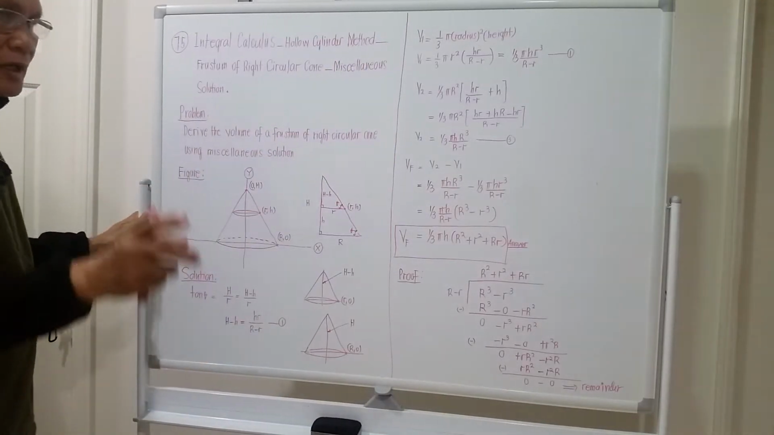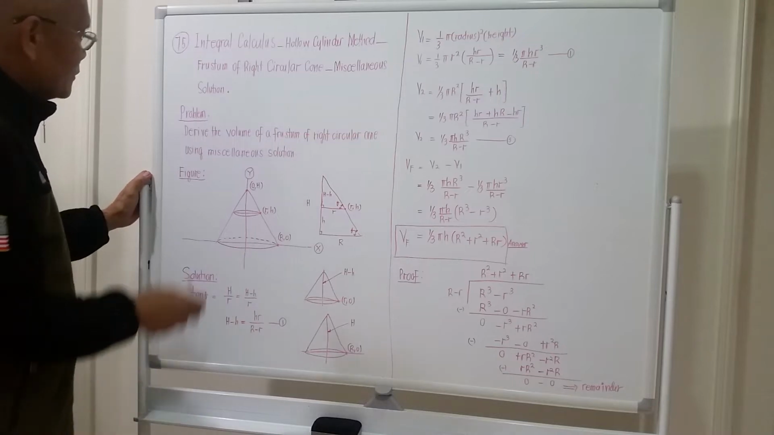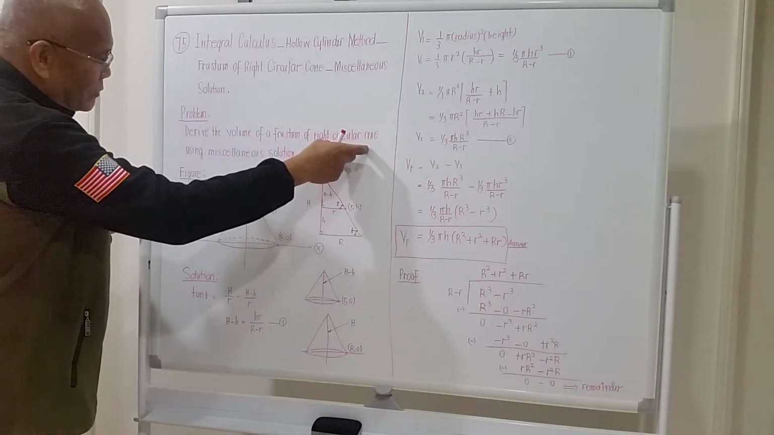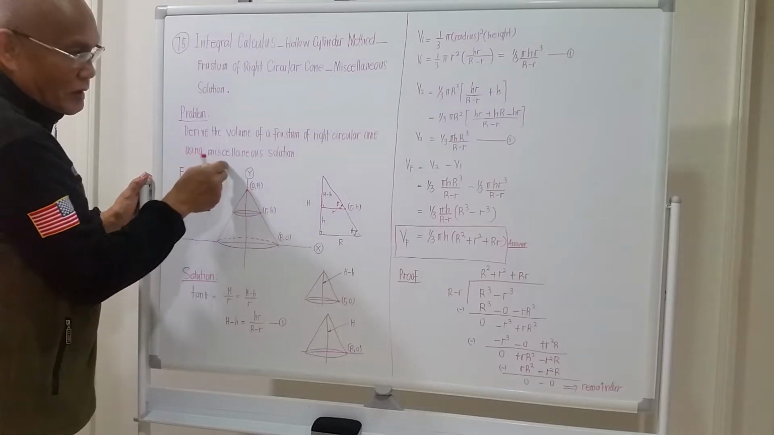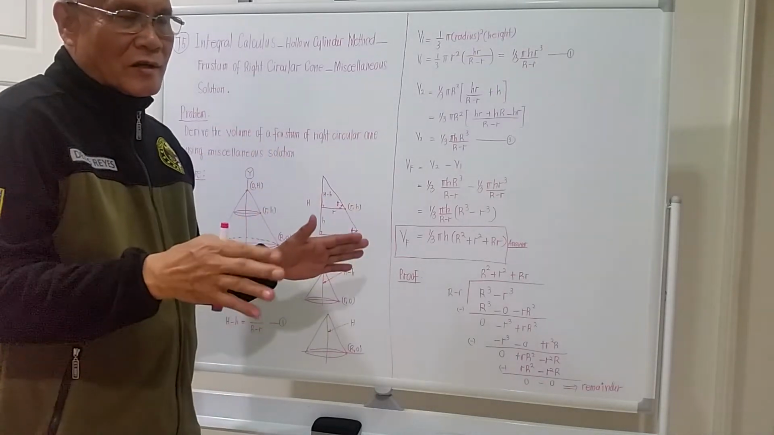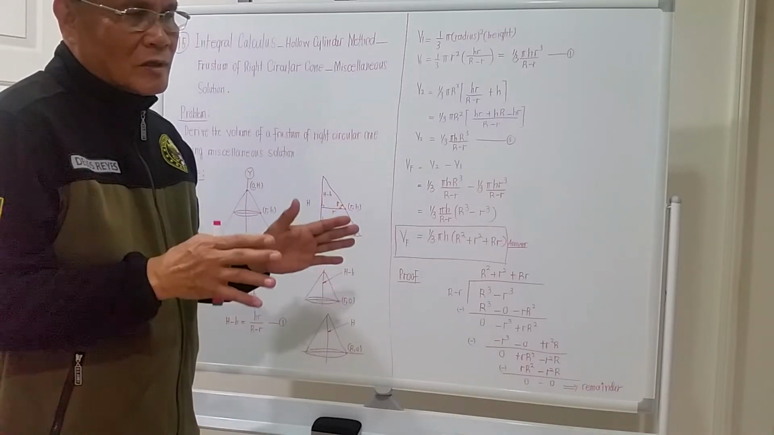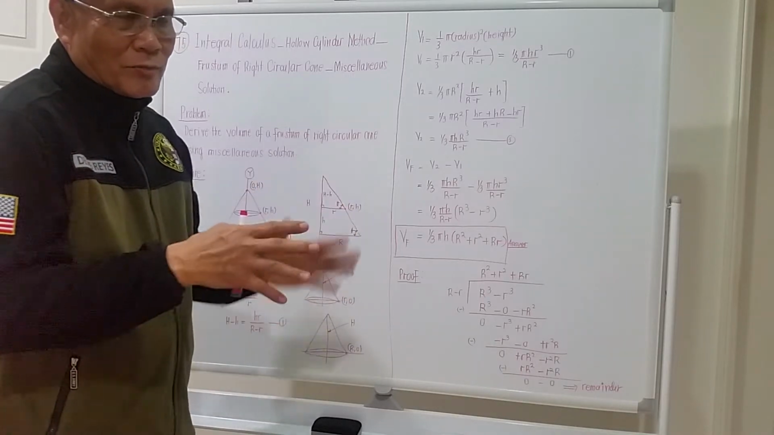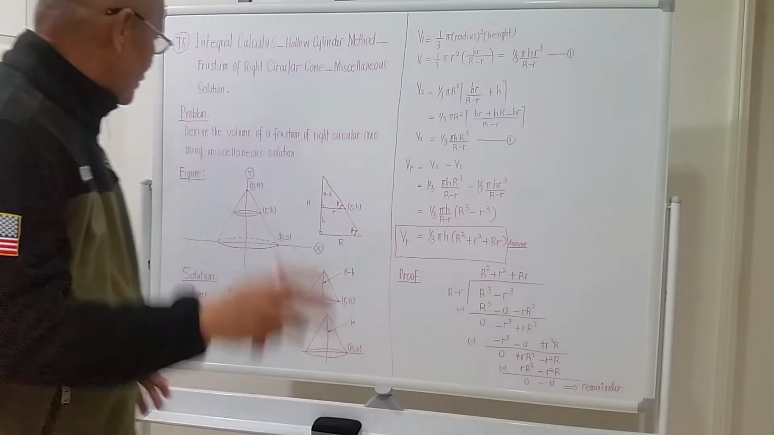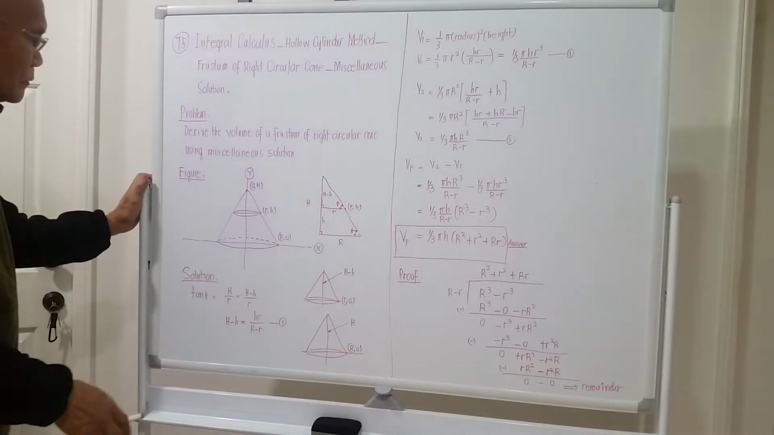Okay? I will try to read the problem. Derive the volume of the frustum of a right circular cone using miscellaneous solution. Miscellaneous solution, it is under solid mensuration. So all your knowledge of solid mensuration and the so-called derivation, you should use it. Okay, let's try to bring out the figure.